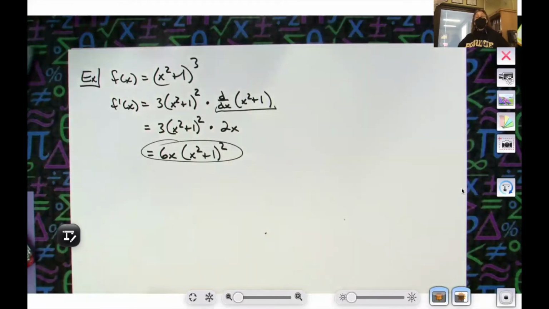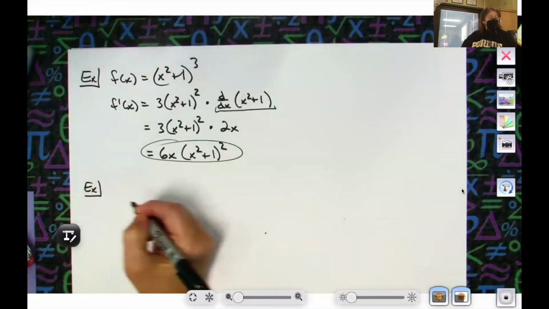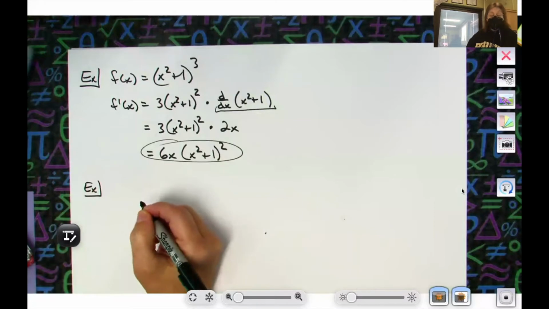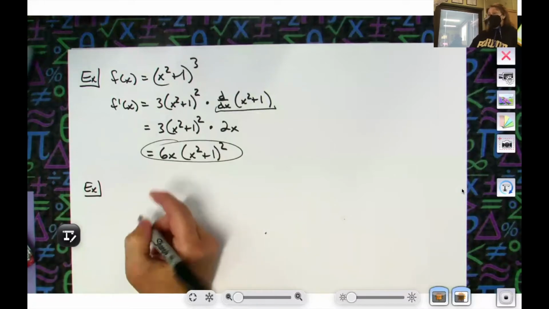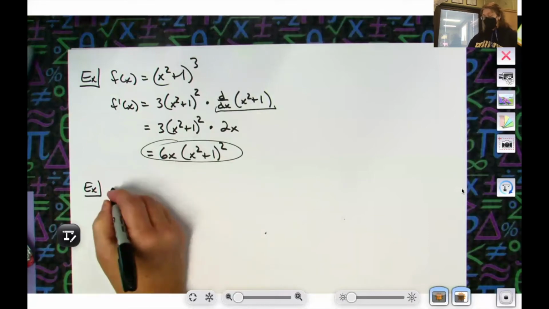All right, it's going to help you if you say that every time. Derivative of the outside, leave the inside alone, times the derivative of the inside. Okay? All right, so do we need to do another one just like that one? Just for here, I'll let you try it.